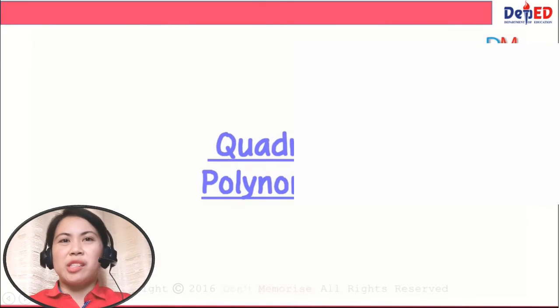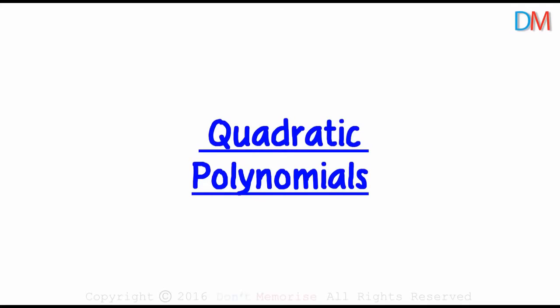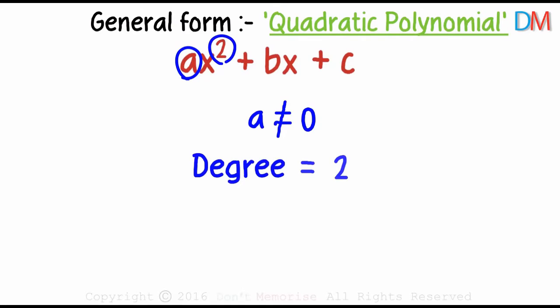I want you to watch this video clip for you to understand what a quadratic equation is. You may get your notebook and jot down some important notes. All of us remember what quadratic polynomials are. The general form of a quadratic polynomial is ax squared plus bx plus c, where the constant a is not equal to 0. The degree of the quadratic polynomial is 2.